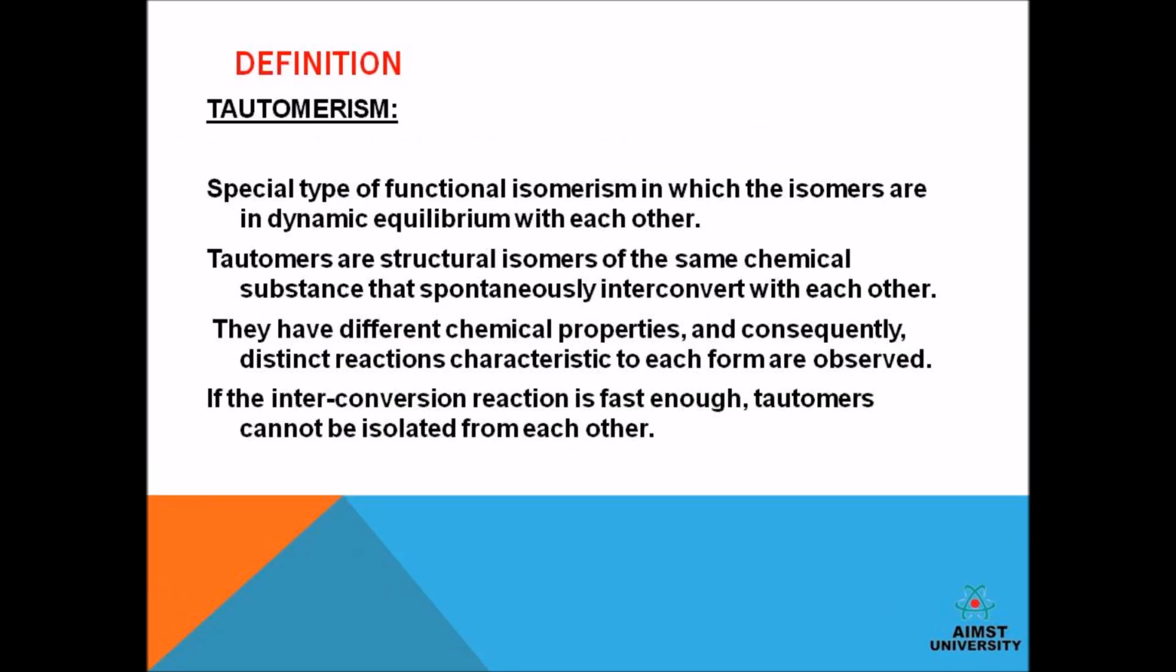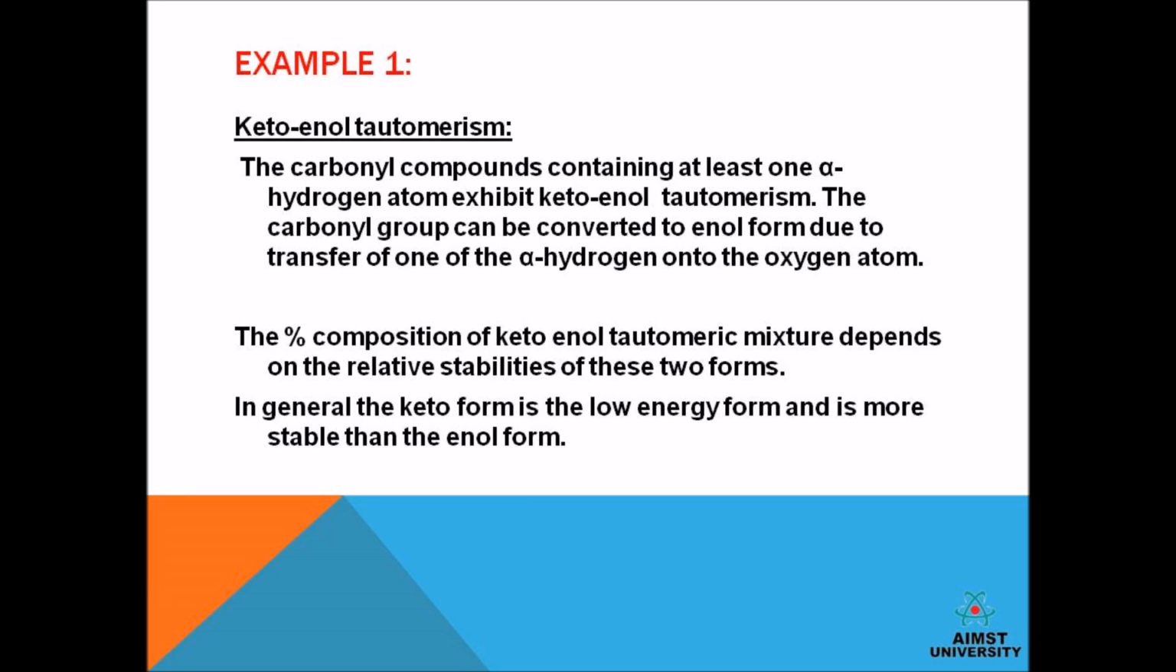Coming to the other topic, tautomerism. This is a special type of functional isomerism in which the isomers are in dynamic equilibrium with each other. Tautomers are structural isomers of the same chemical substance that spontaneously interconvert with each other, even when they are pure. They have different chemical properties and consequently distinct reaction characteristics are observed for each form. If the interconversion reaction is fast enough, tautomers cannot be isolated from each other.